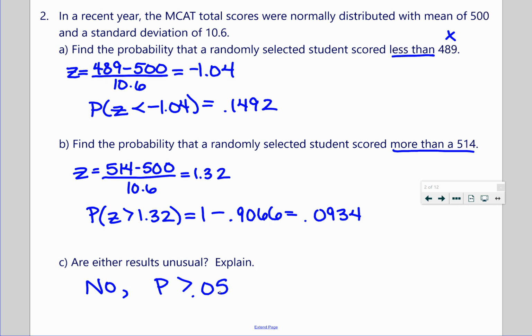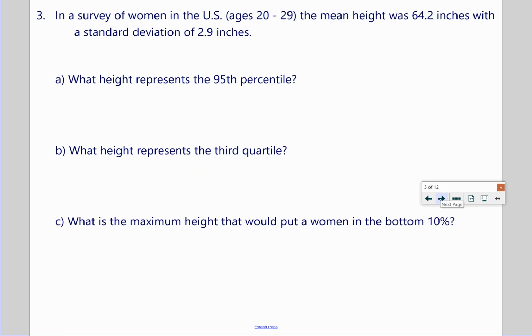Okay. Questions on 2? Okay, next up. Number 3, in a survey of women in the U.S. ages 20 to 29, the mean height was 64.2 with a standard deviation of 2.9 inches. What height represents the 95th percentile?